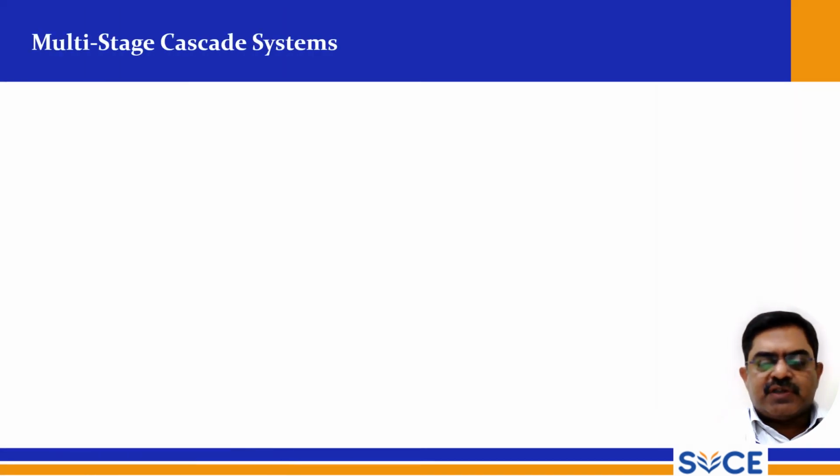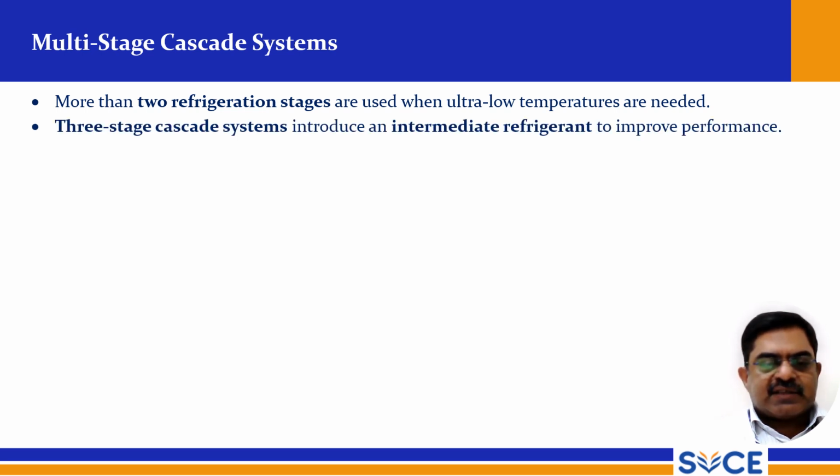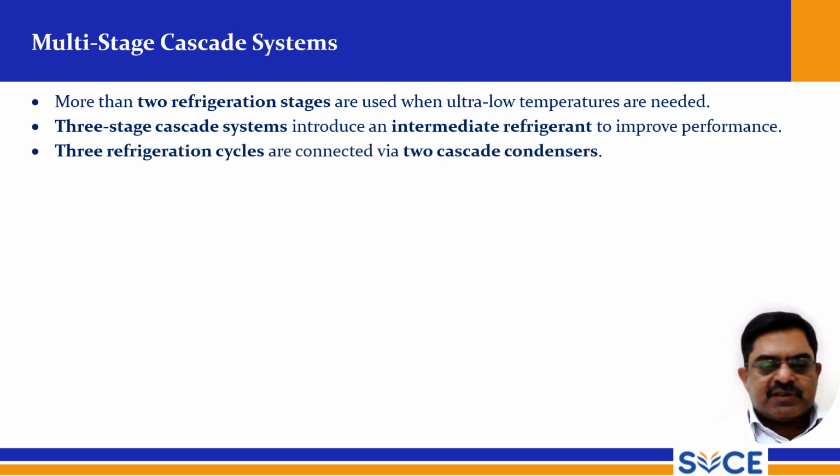So we have seen a two-stage cascade system, whereas now we go for a multi-stage cascade system. More than two refrigeration stages are used when ultra-low temperatures are needed. If we require still lower temperatures, then we have to increase the number of stages. A three-stage cascade system introduces an intermediate refrigerant to improve performance. Three refrigeration cycles are connected via two cascade condensers.